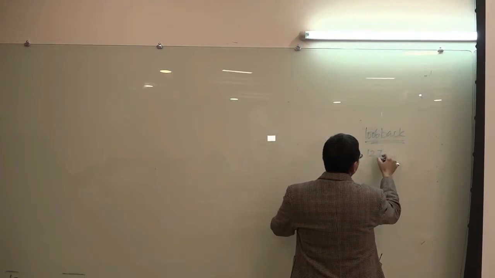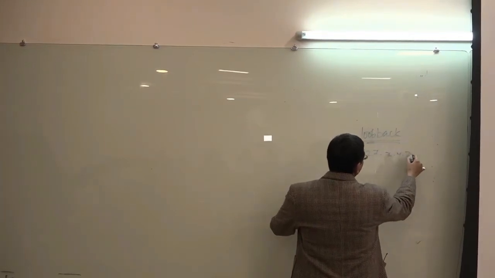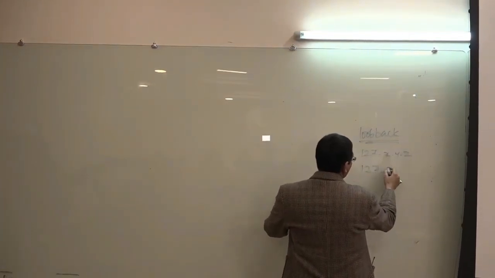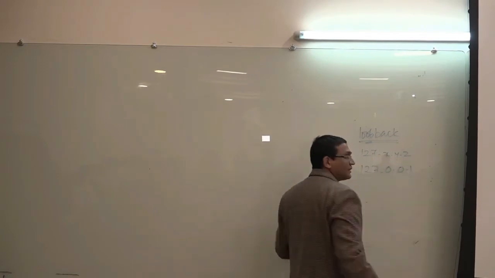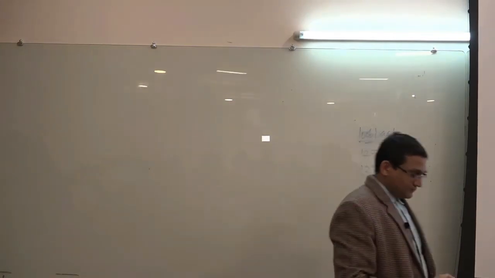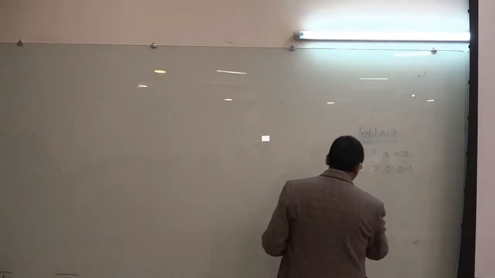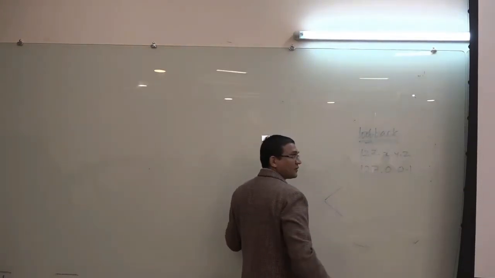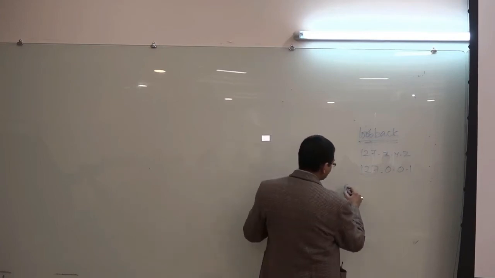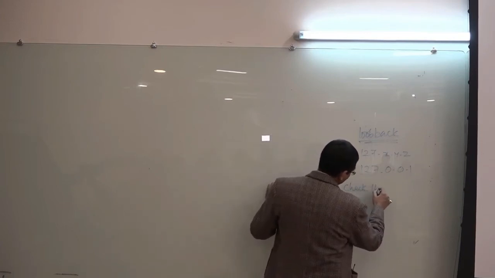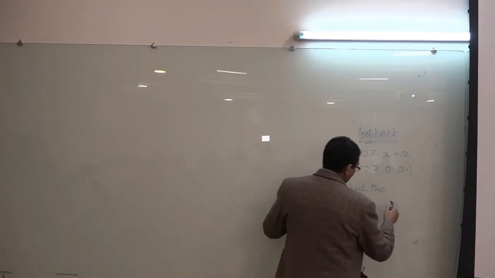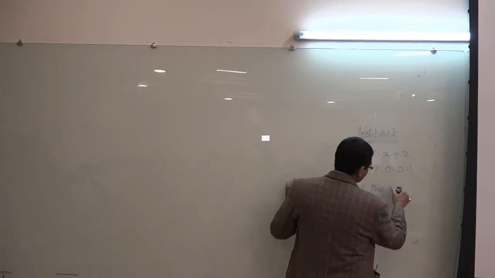So 127.x.y.z. It means if you write 127.0.0.123, this is again used for two reasons. One is to check the network layers.